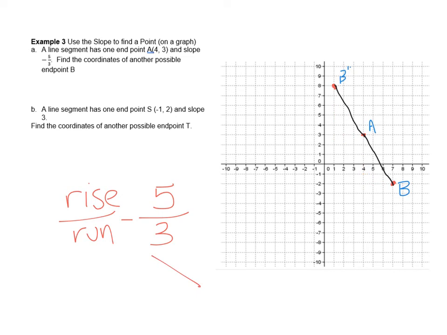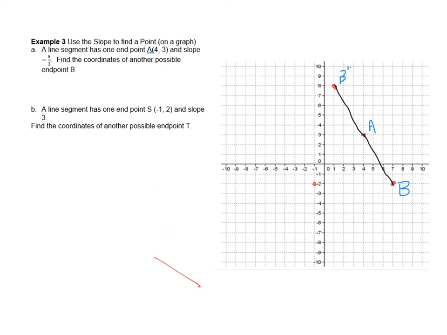And what about question B here: a line segment has one endpoint, S, -1, 2, and slope 3. So let's find S first. Negative 1, 2 is going to give us this point here, negative 1, 2. And it says it has a slope of 3. So let me see if it'll let me erase what I have here, yeah, well, I guess I can write that.